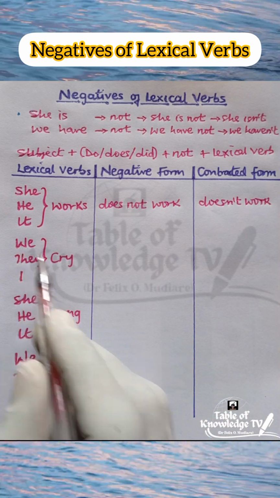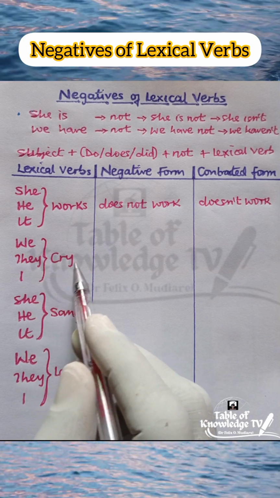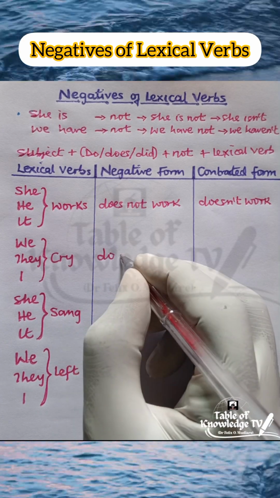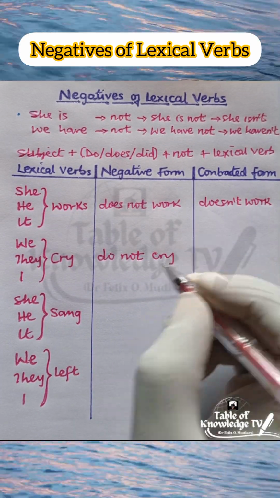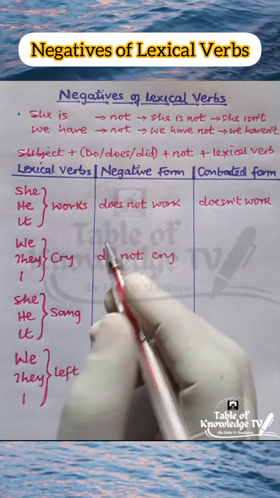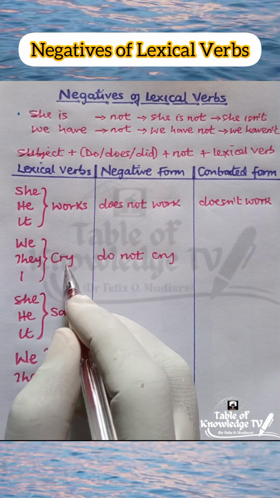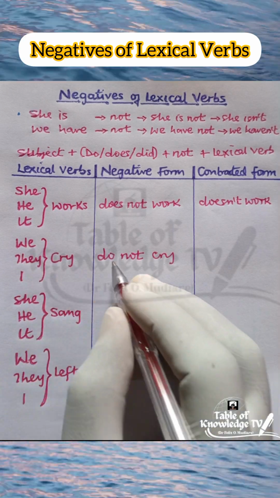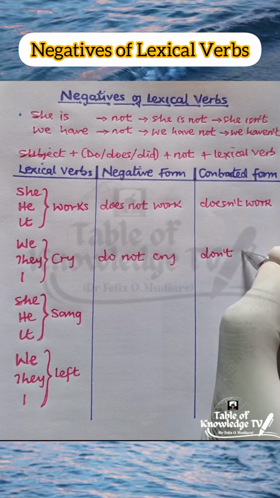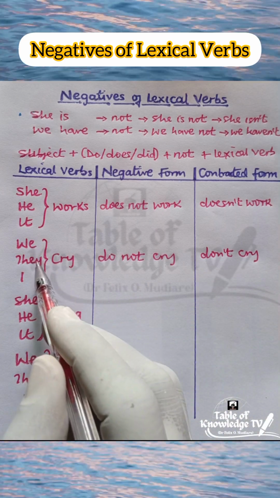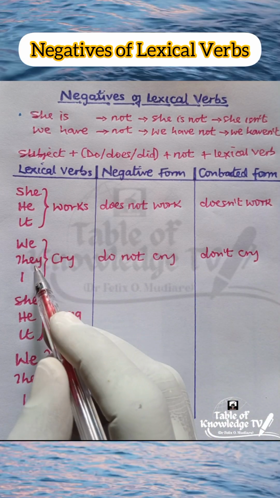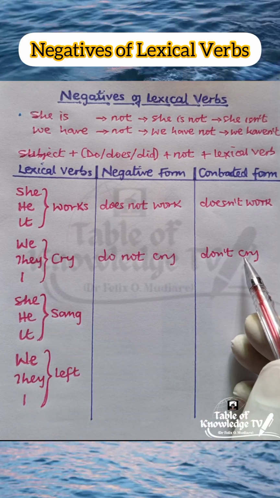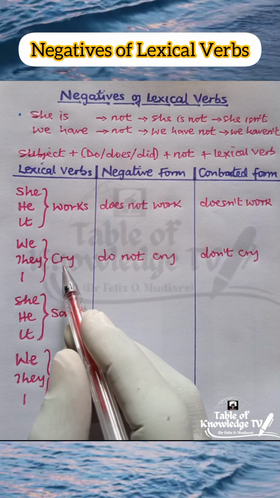Next, we cry. They cry. I cry. Cry, in order to form negative, has to take the auxiliary do plus not and then cry. Do is taken and not does because cry is plural and present. Do is plural and present. The subjects also are plural. Do not cry. When contracted, we have don't cry. We, they, I cry. We, they, I do not cry. We, they, I don't cry. So these are the negatives of cry.